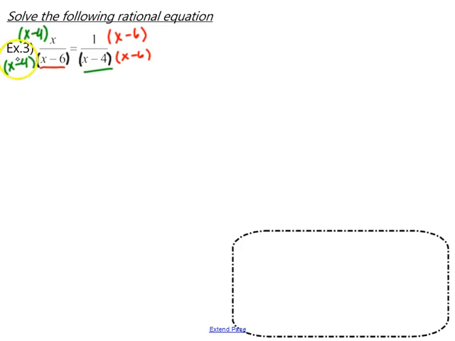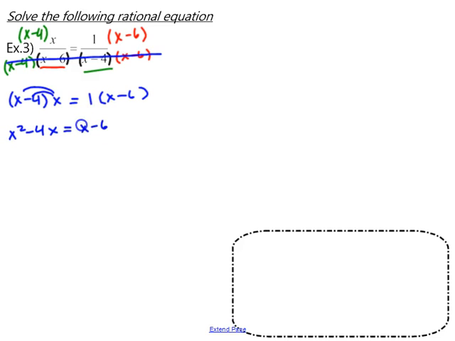Then we can go ahead and take our next steps to cancel out the denominators and write the equation left over by the numerators. And now we want to solve this equation for x. So let's go ahead and distribute this x. So we have x squared minus 4x equal to x minus 6.